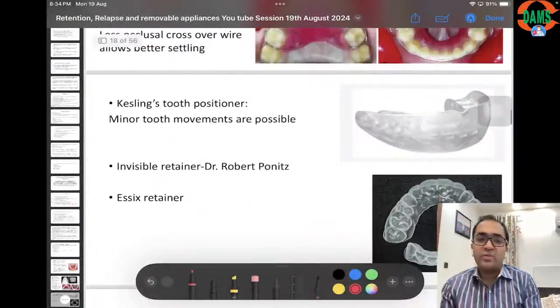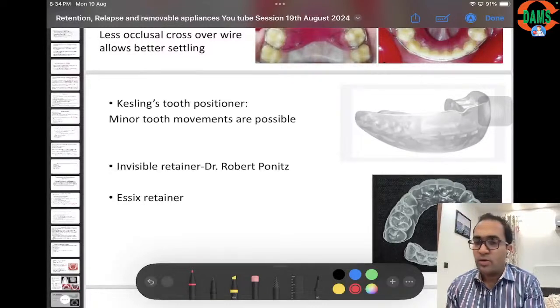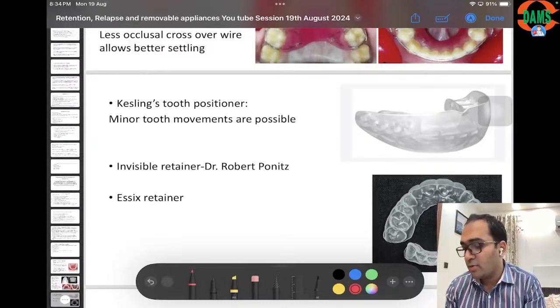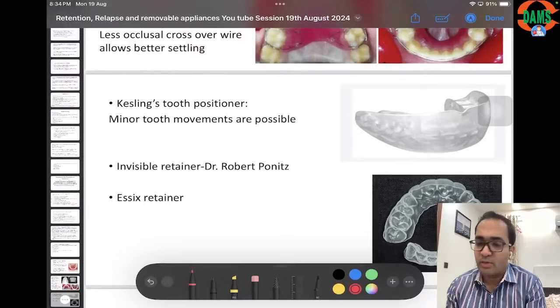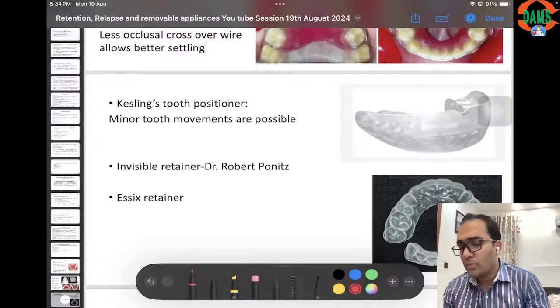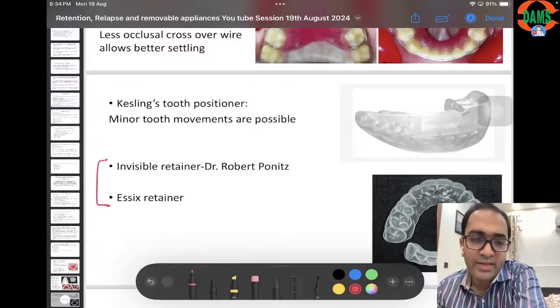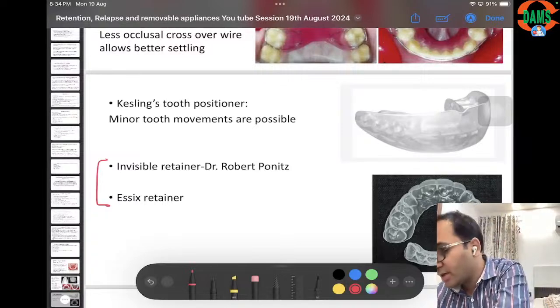Okay, next comes the Kesling tooth positioner. Kesling's tooth positioner is similar to an invisible retainer, the one which we make up of similar sheets from aligners. And lastly, it's the Essix retainer. These two are a similar kind of thing, Essix retainer or invisible retainer. Here's the image.